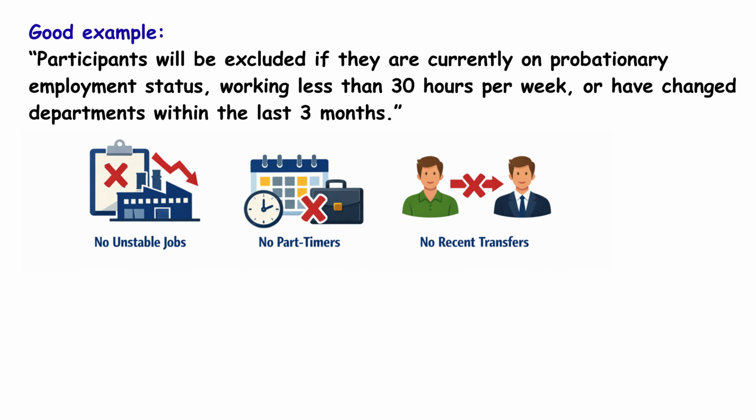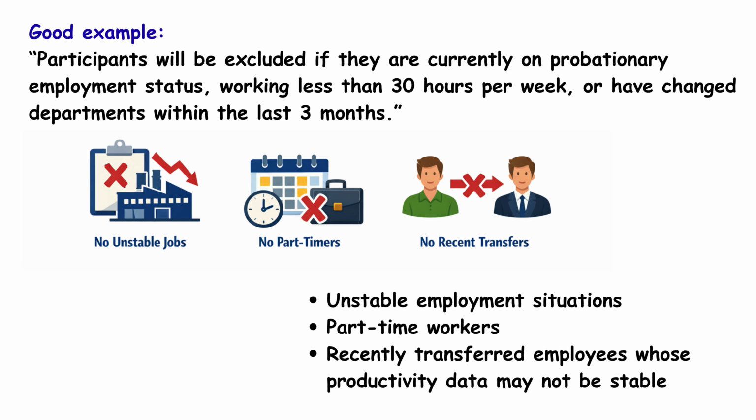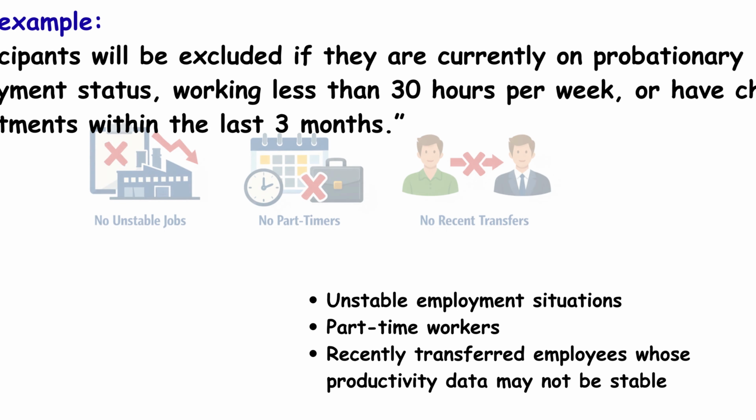Good example: participants will be excluded if they are currently on probationary employment status, working less than 30 hours per week, or have changed departments within the last 3 months. This version is specific. It removes unstable employment situations, part-time workers, and recently transferred employees whose productivity data may not be stable. These exclusions reduce variables that could affect productivity results.